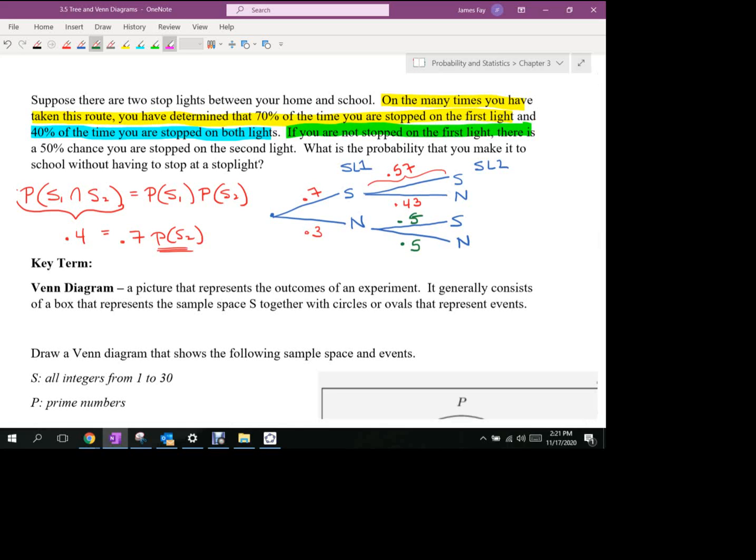And now the overall question, once we've got our tree set up, is what is the probability that you make it to school without having to stop at a stoplight? So that route of not stopping on a stoplight would be that pathway, right? That makes sense? So what do I do with those two probabilities to determine that pathway? Multiply them together, okay? So 0.3 times 0.5 is 0.15, right? Okay, so 15% chance that we are going to make it to school with no stoplights. Is that all right? Yes?